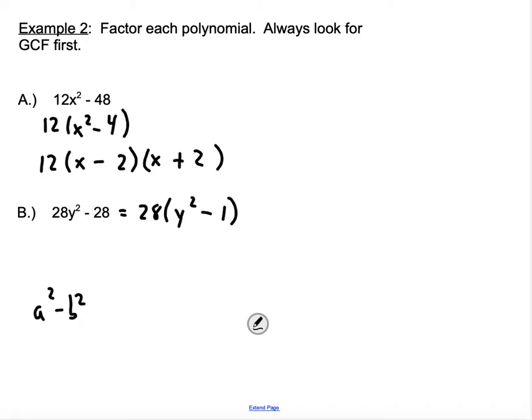So now let's see if we can keep going with that. I'm going to come back down here again. Is it an a squared minus b squared form? It looks like it. So what's the square root of y squared? It'd be y. What's the square root of 1? It'd be 1. And then one's a minus and one's a plus.